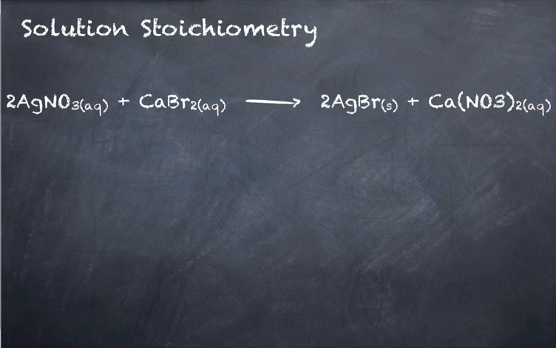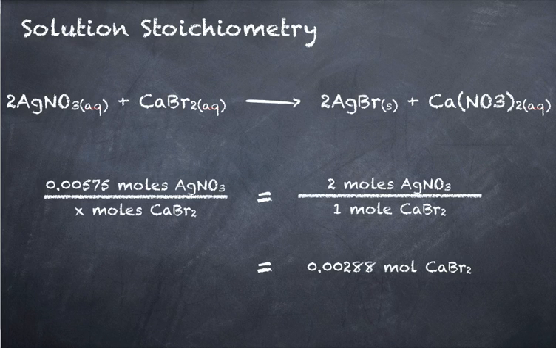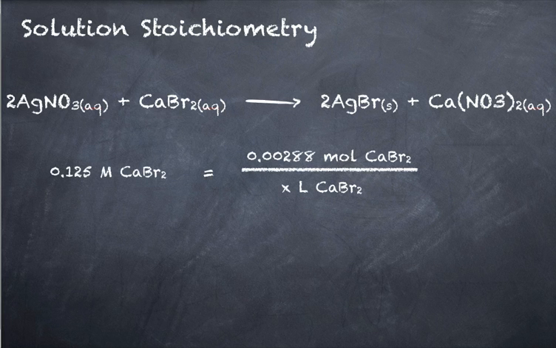So here's our balanced equation. We always start with the balanced equation. And so we're going to start with what we have, 0.00575 moles of silver nitrate. And now that we have moles, we can go through our proportion. We have moles of known over moles of unknown equals, now go from the balanced equation, 2 moles in this case of silver nitrate to 1 mole of calcium bromide. And now we're going to find the moles of calcium bromide that we're going to need to react. And we find that it's 0.00288 moles.